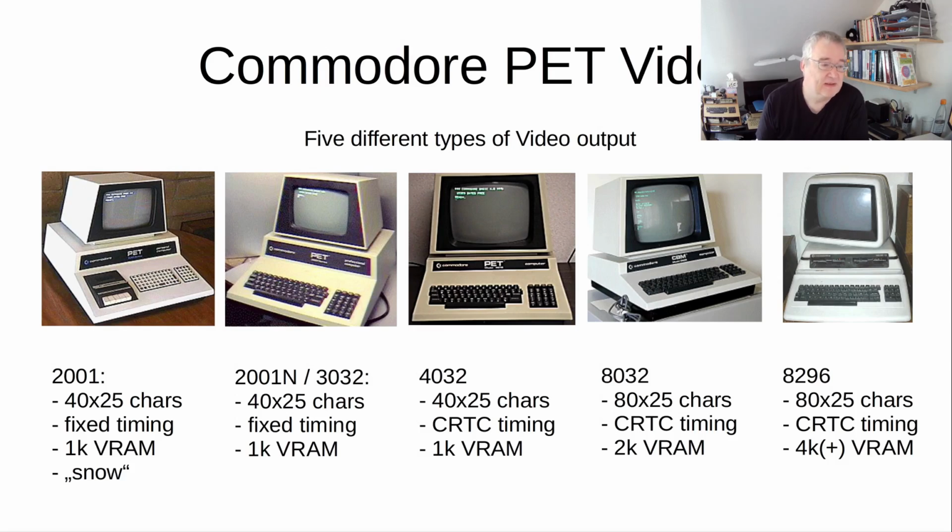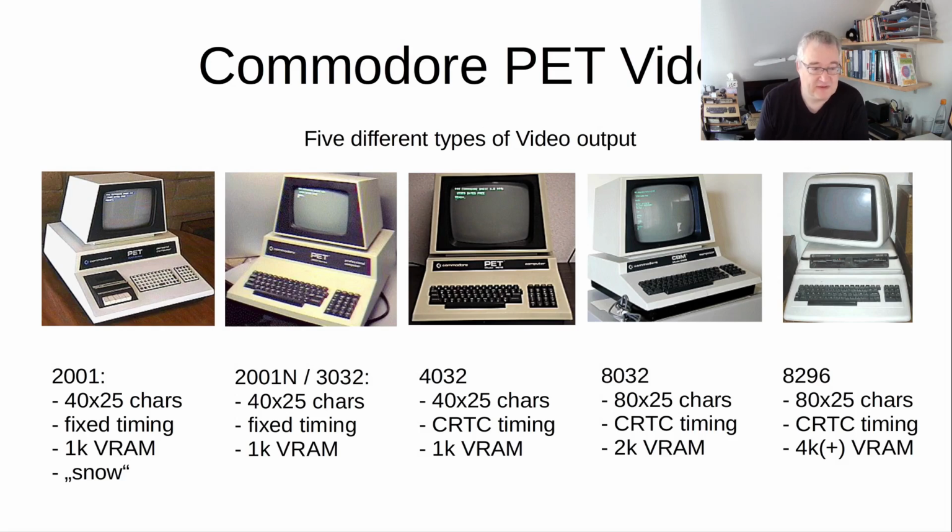We have the original one, the 2001. It has 40 characters per line and 25 lines on the screen. So it's got a fixed video timing, which is actually NTSC compliant. There's 1 kilobyte of video RAM, and it shows that snow. I'm going to show you later.